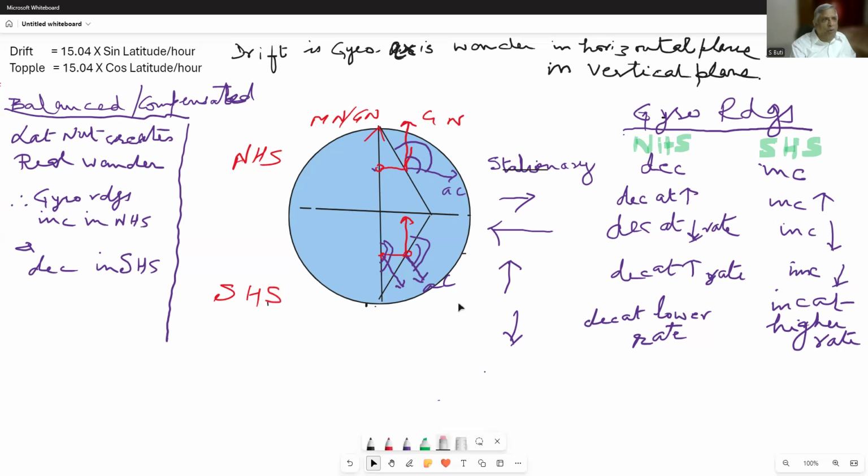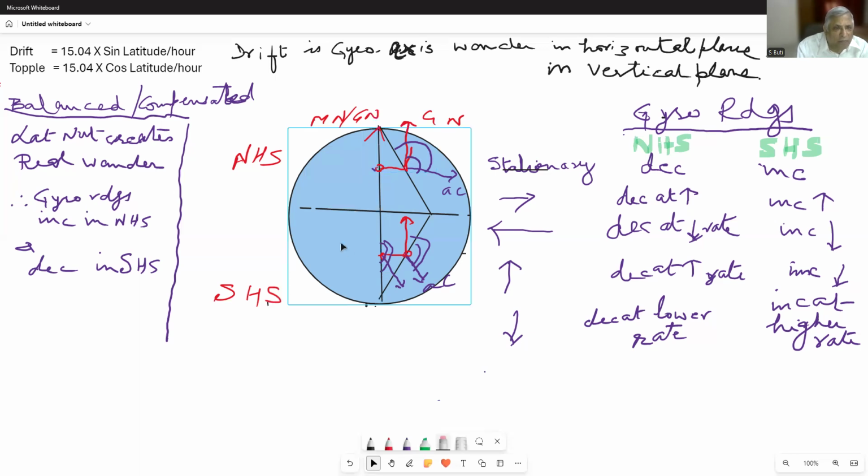And one of the common problems is the gyro drift or gyro topple. The gyro axis points towards a point in space, whereas magnetic compass points to the magnetic north. Now, if we have started from here, this is the point, and you are stationary over this point, that is flying over the same point, and that is called a stationary gyro.